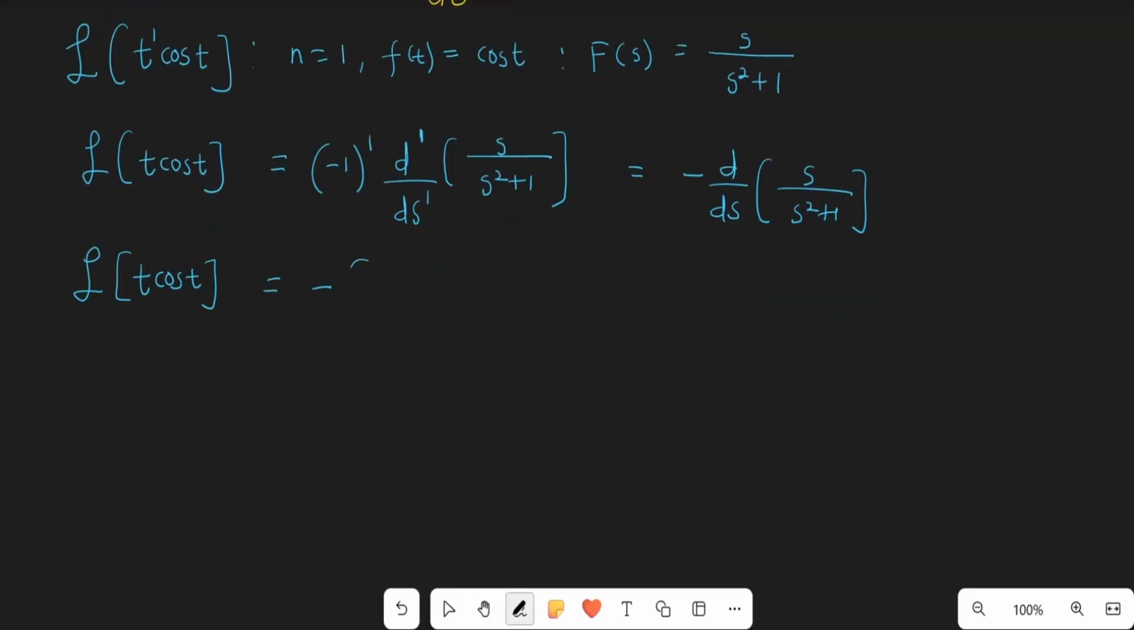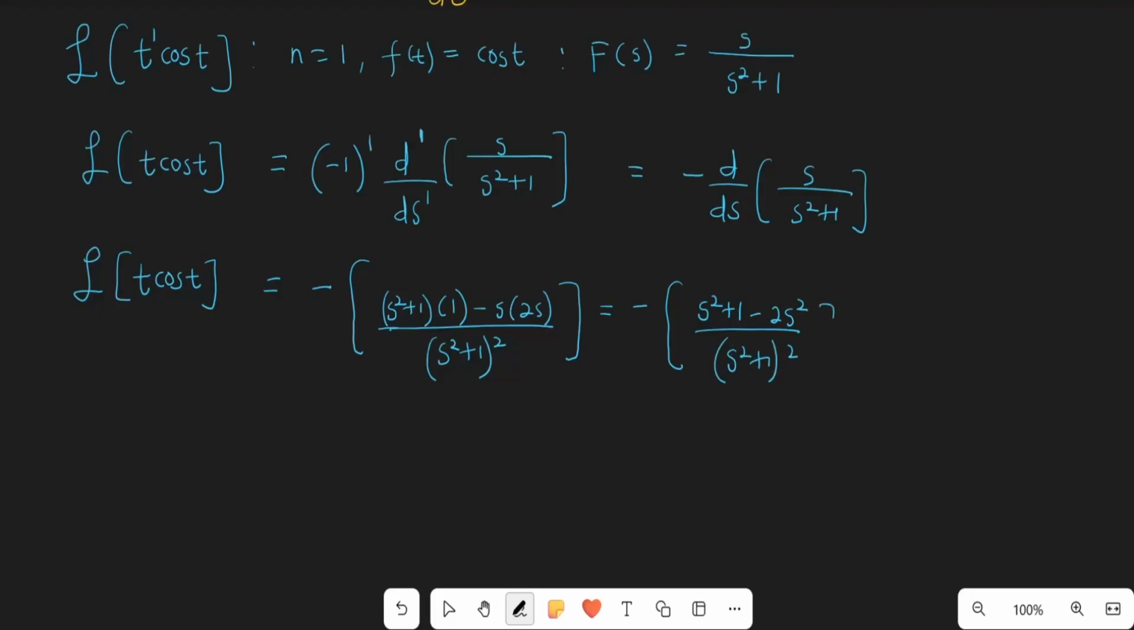So negative outside. Now let's apply the quotient rule. What we do is take the square of the denominator, which is s squared plus 1, so we have to square this, right? And now for the numerator, we keep s squared plus 1 constant and differentiate s, which is 1, minus we keep s constant and differentiate s squared plus 1, which is 2s. So this is equal to negative into, now let's expand, s squared plus 1 minus 2 s squared, divided by s squared plus 1, all squared.